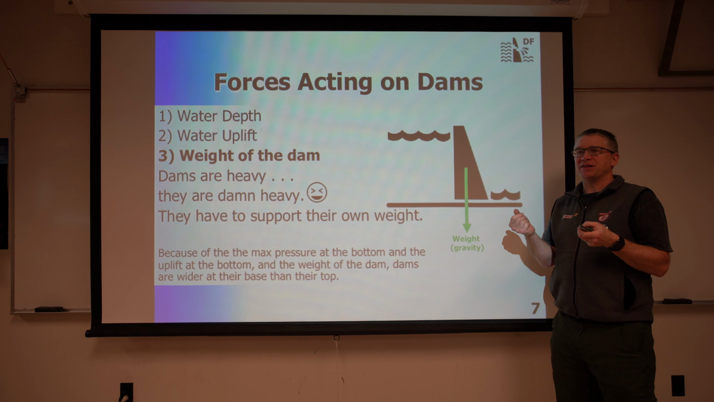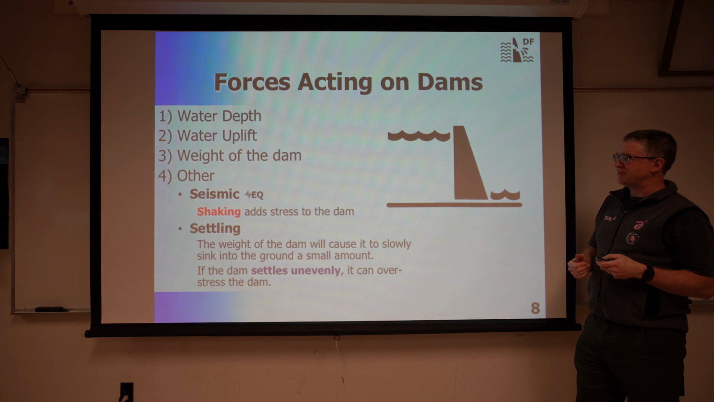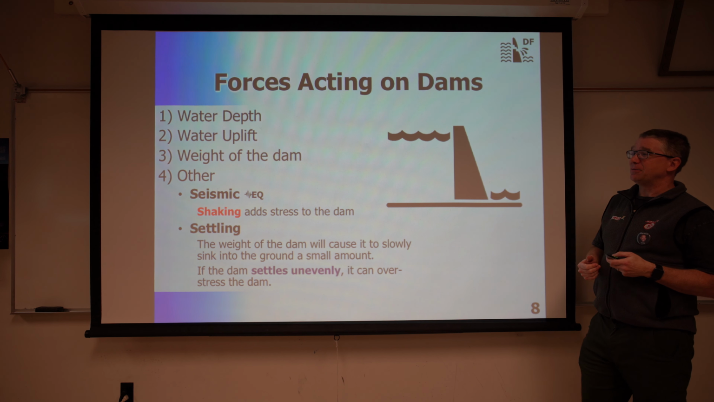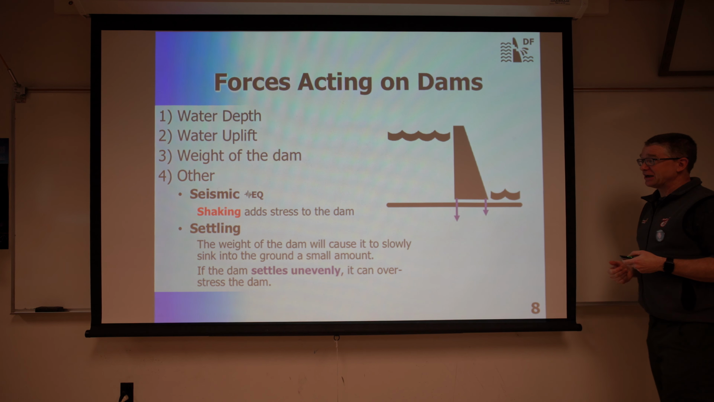Other things you have to factor in: seismic loading on dams. Dams are often built in mountainous areas, and mountainous areas often get earthquakes. So you have the shaking that adds to the stress of the dam, back and forth, up and down. Settling, like I mentioned, the weight of the dam will cause the dam to sink into the ground slightly. So you just have to account for that. Most dams do that, but you have to account for that settling and make sure that it settles evenly. If it settles unevenly, it could end up tilting somehow, which again would be catastrophic.